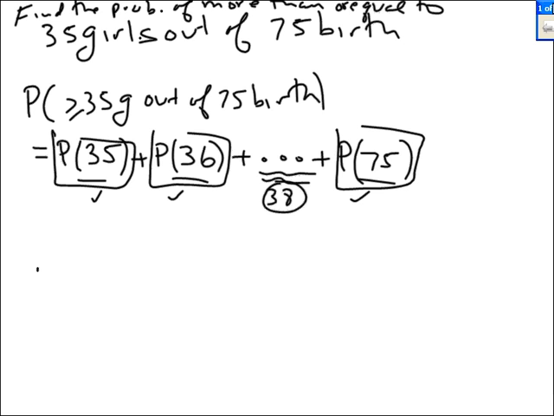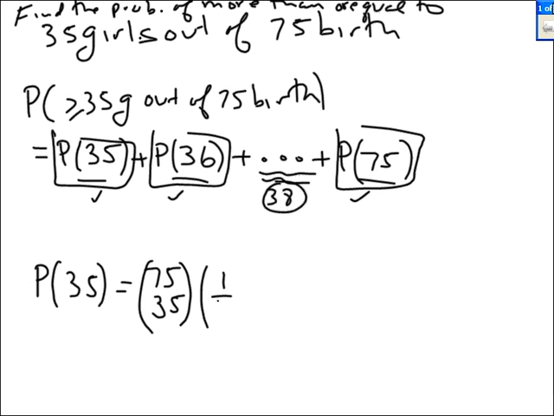How would you find, for example, the probability of 35? Well, from the 75, you want to choose 35. And you have the probability of having a girl, that's a success, and the probability of not having a girl. Well, 35 times we do want a girl. And if you're having 75 kids and 35 are girls, it's reasonable to assume that 40 are boys. And you'd have to work this out.